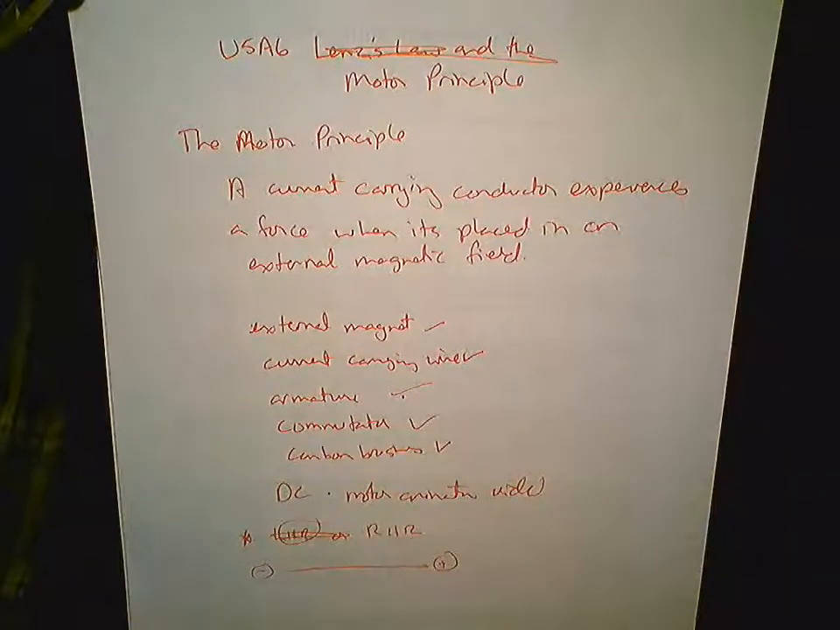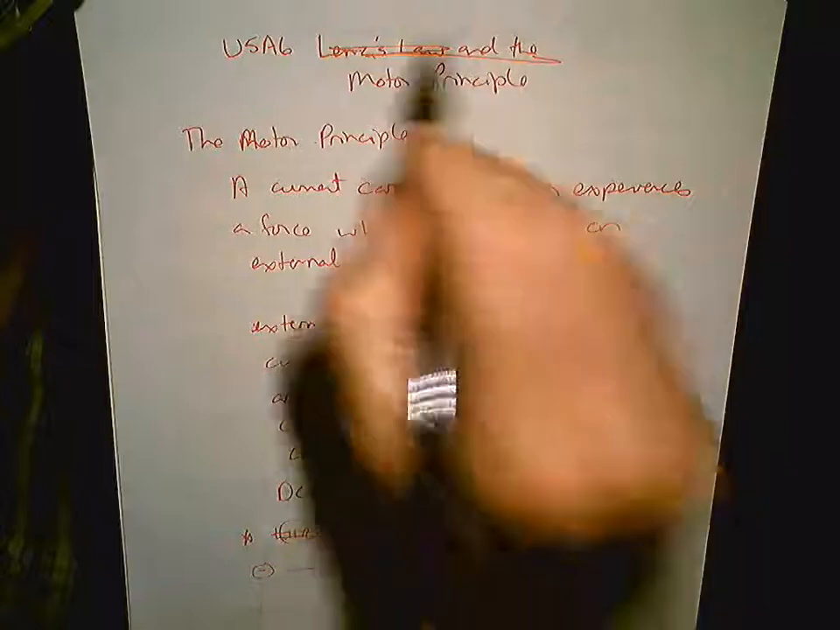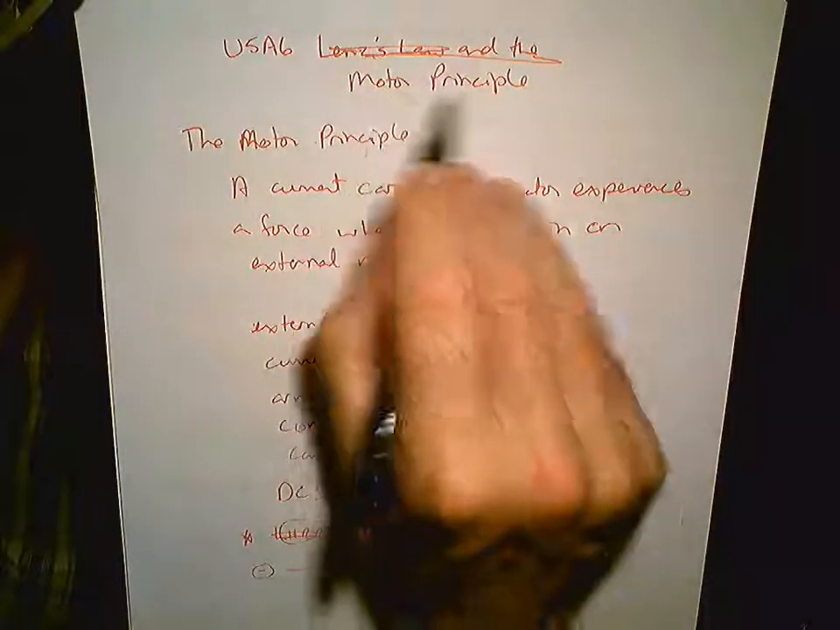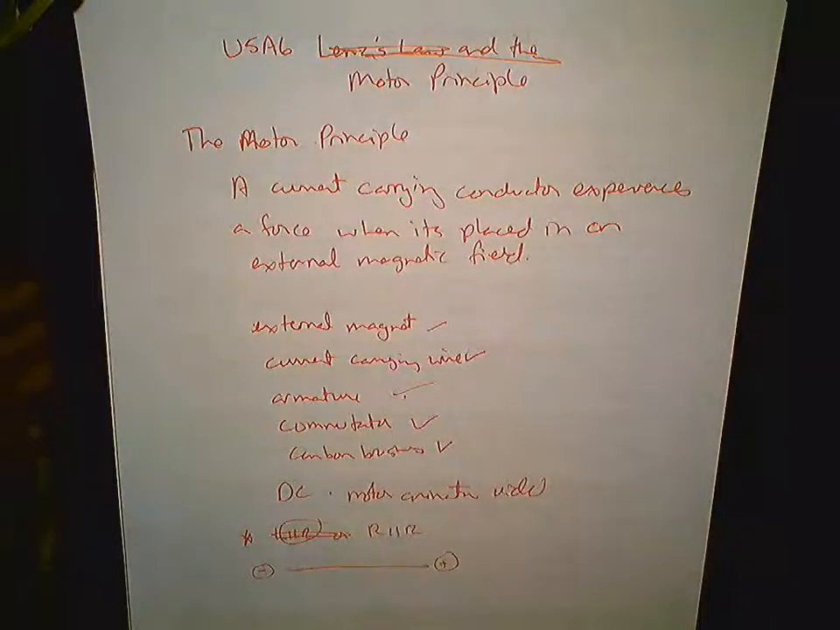Okay, we're on U5A6, which is the last lesson for the course. It's called Lenz's Law and the Motor Principle. Now, you'll notice I've crossed out Lenz's Law. We're just going to look at the motor principle here. So I'm teaching to the test on this one.